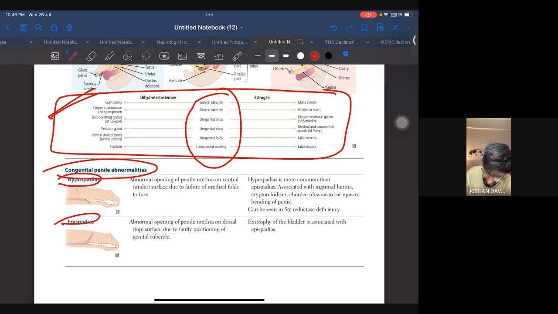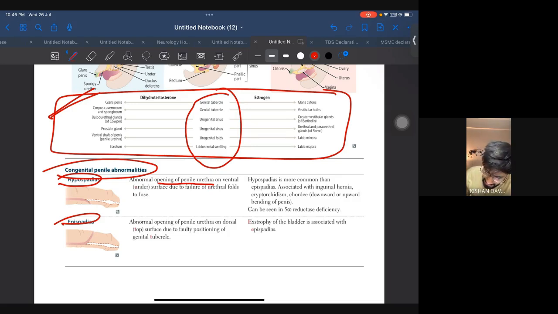Hypospadias and epispadias. Hypospadias means abnormal opening of the penile urethra on the ventral fold. If this is the penis, then from here there will be urine outflow. And if it is epispadias, then from here the urine outflow will come out. Urethral meatus is over here, right? Urethral meatus is over here. But in epispadias urine will leak from here, in hypospadias urine will come from here.